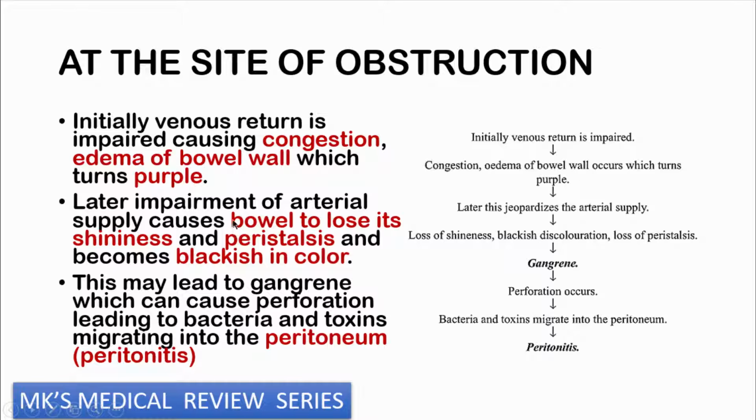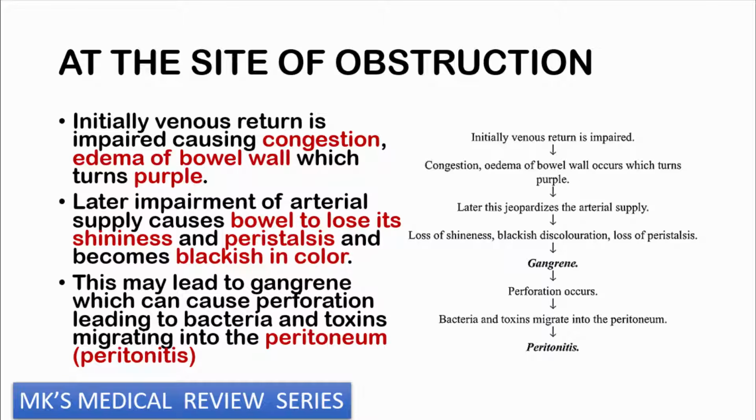the arterial supply. So it means that the bowel is going to be losing its shininess, because bowel actually looks very shiny. If you see it in real life, it's very shiny and it's nice and pink. And if it loses that shininess and it starts to lose its color, it means that it's going to begin to die. And even the peristaltic movements, you won't be able to see them anymore. It's going to be becoming blackish in color.